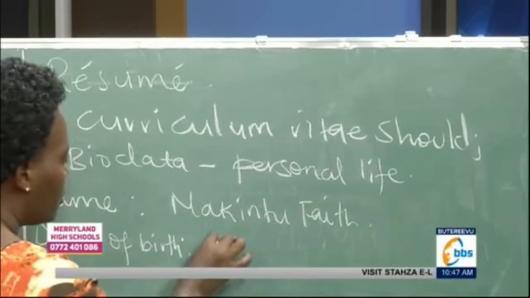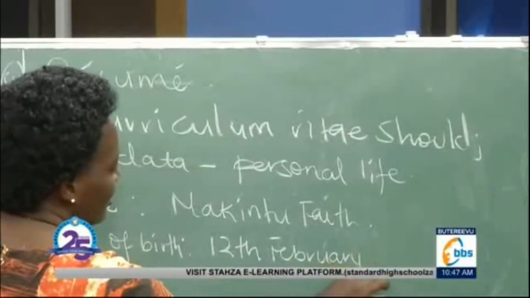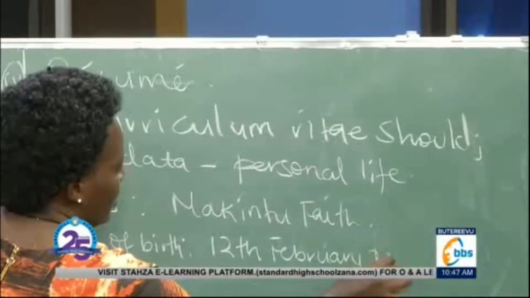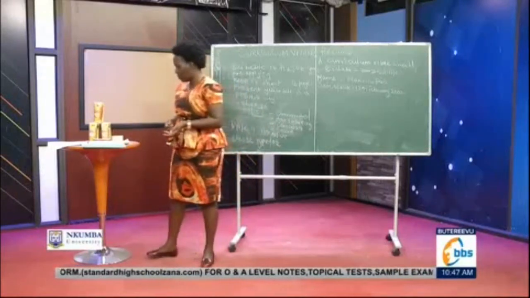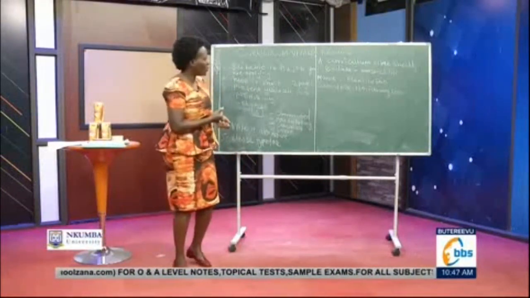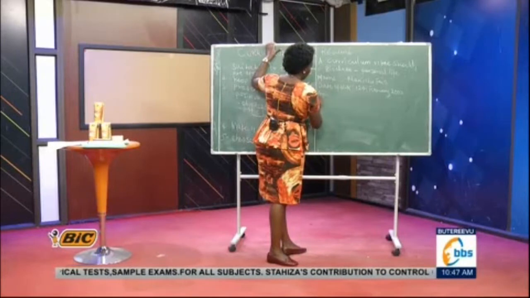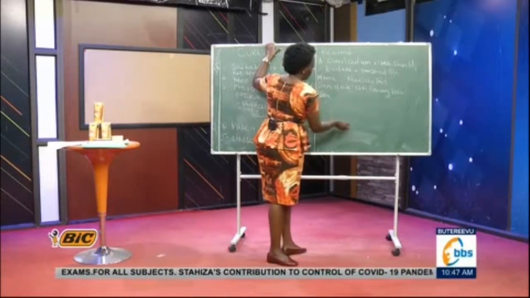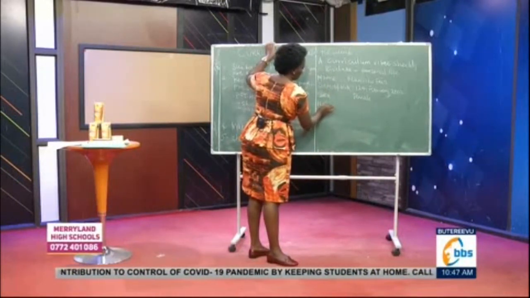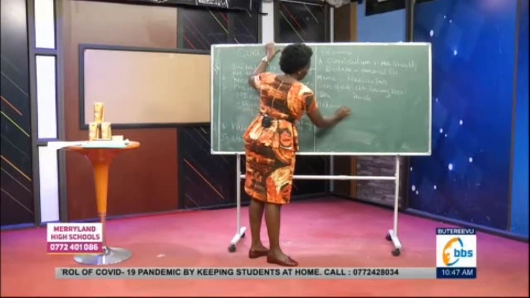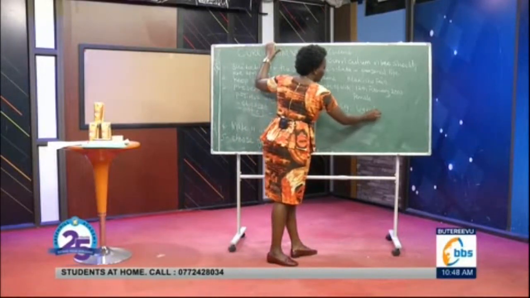Then you put your date of birth. You indicate it there. You could maybe say 12 February, maybe let's say 2002. Then after there, you could decide to come up and say, what else should we have in our biodata? You could say maybe gender. Normally we put sex. Female. Then you come and say nationality. If you're Ugandan, you put Ugandan.